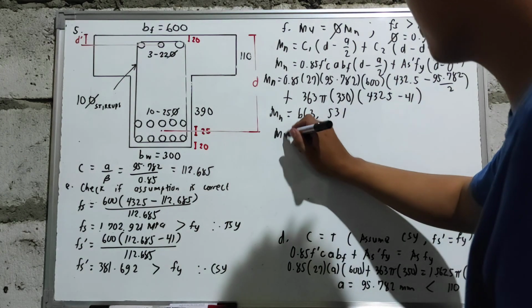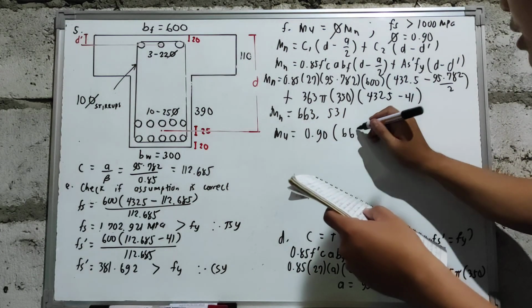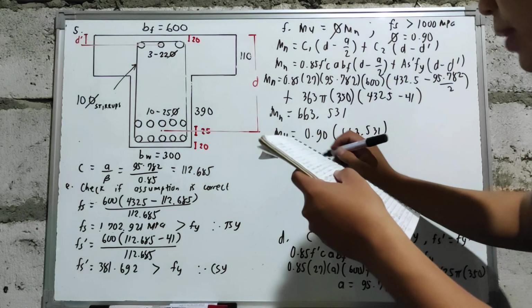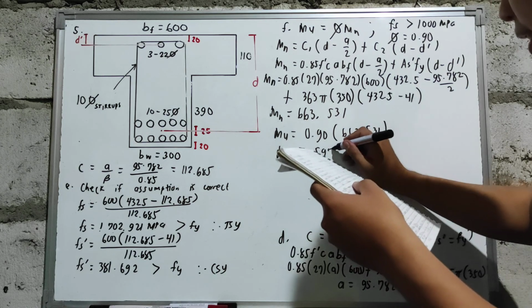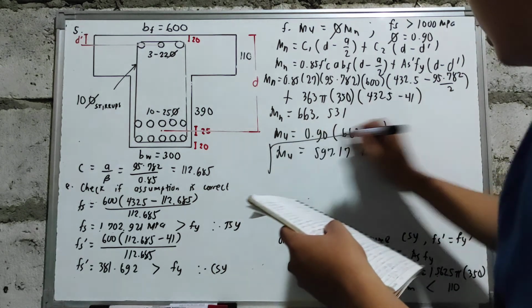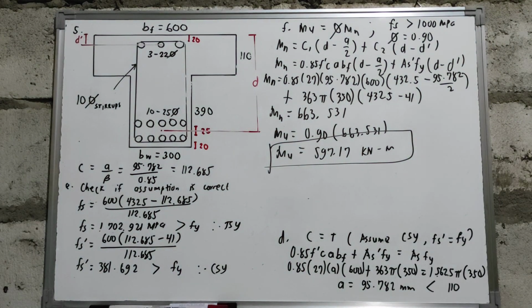In computing for your Mu, that is 0.90, your reduction factor, multiplied by the nominal moment. So you have an ultimate moment capacity of 597.17 kilonewton meter. So this will now become the value of your ultimate moment capacity.